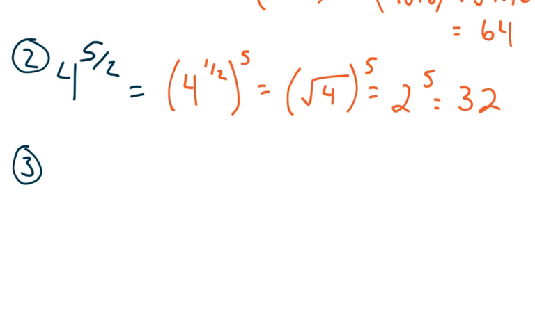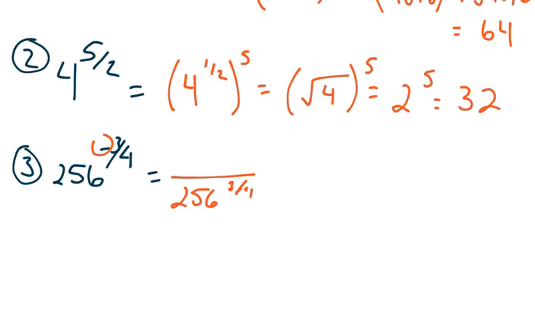Number 3. This is a new one. We're going to go with 256 to the -3/4 power. What I see first is the negative exponent. I want to take care of that right away. So 256 to the +3/4 on the opposite side of the fraction, in this case the denominator. There wasn't anything left up top, so it's going to be a 1. Now we're just going to focus on the bottom, because the top is not going to change. It's always going to be 1 over something. So 256 to the 3/4 power.